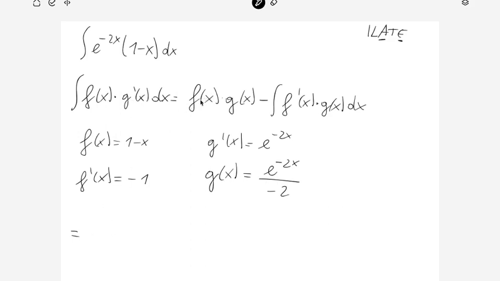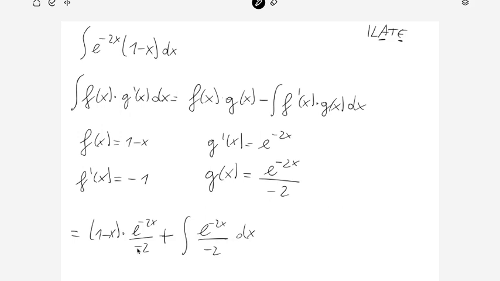Well, we have f of x times g of x, so 1 minus x times e to minus 2x over minus 2, minus the integral of f prime, which is minus 1, so I can put just a plus here, and then g of x, which is e to minus 2x over minus 2 dx. Well, now we can solve this.